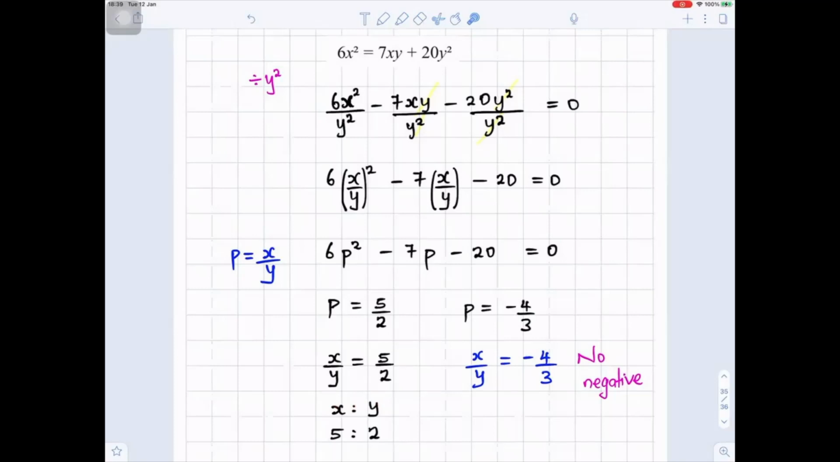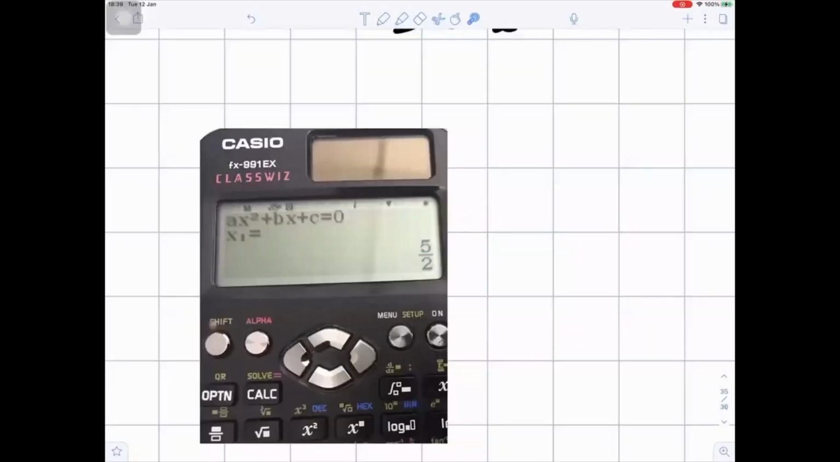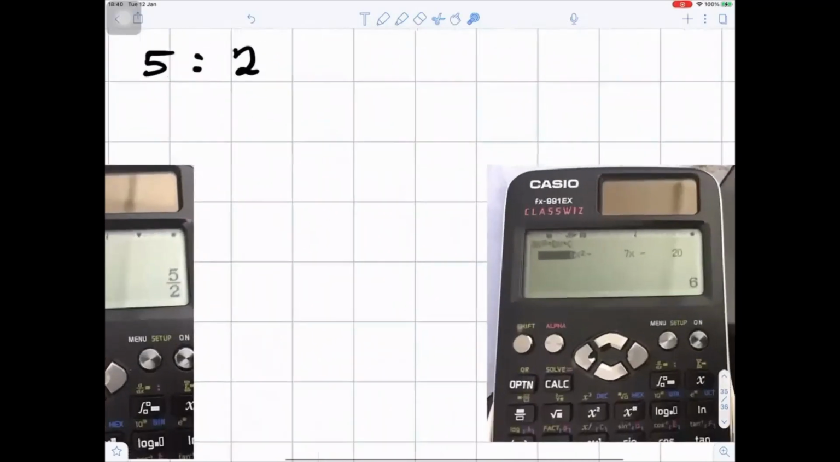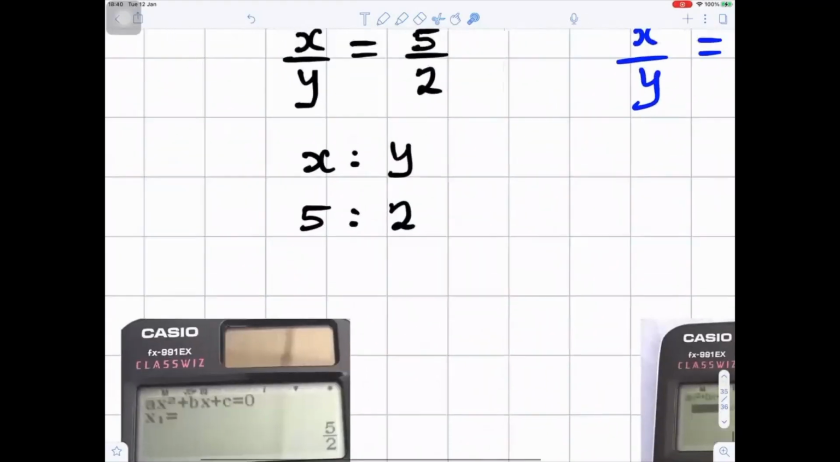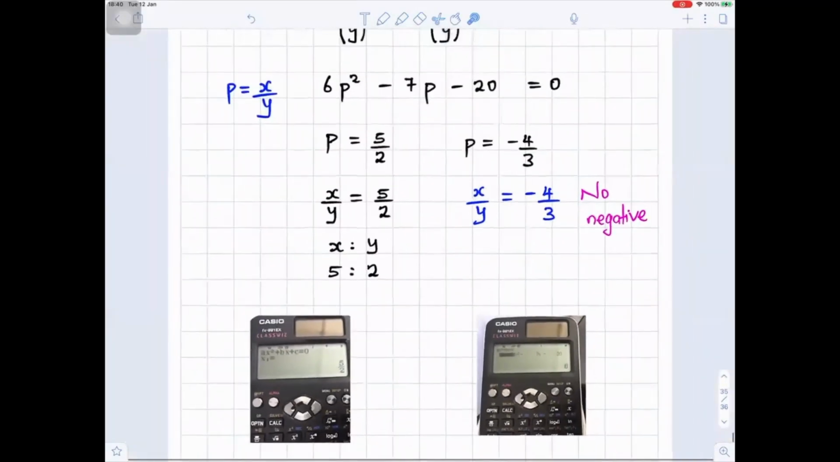And when you want to solve the quadratic, use your Casio ClassWiz calculator. You put the values there for p, and you'll get the answer as 5 over 2. And that's how you use your calculator to solve it, to get 5 over 2 for one of the values for p.